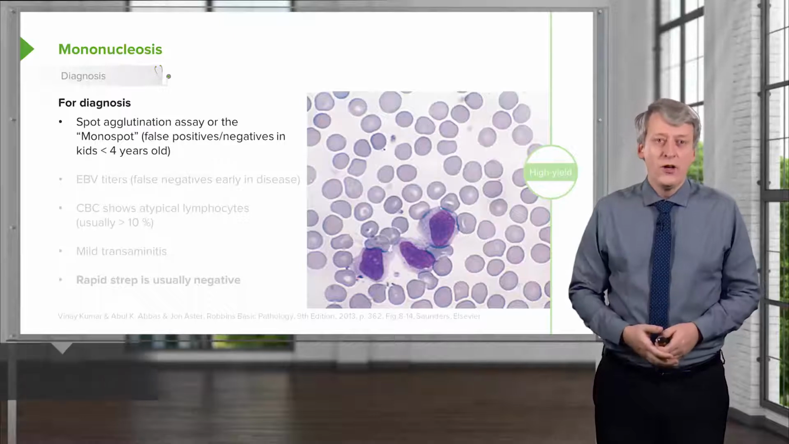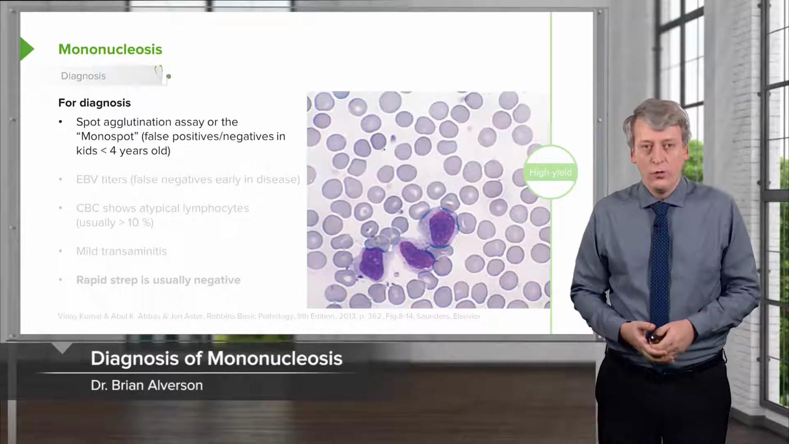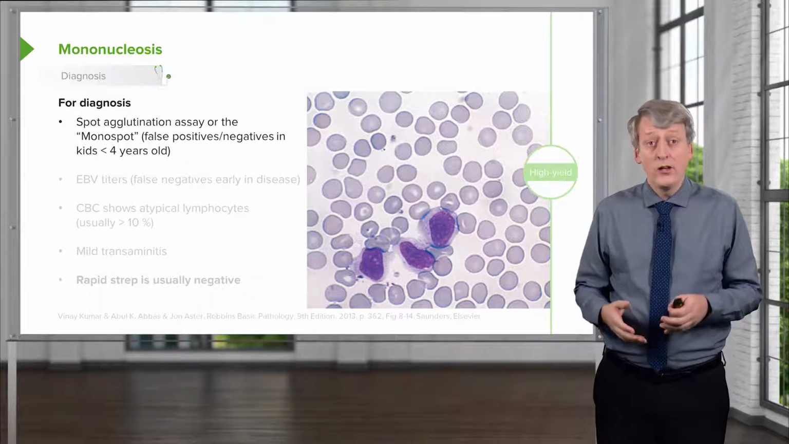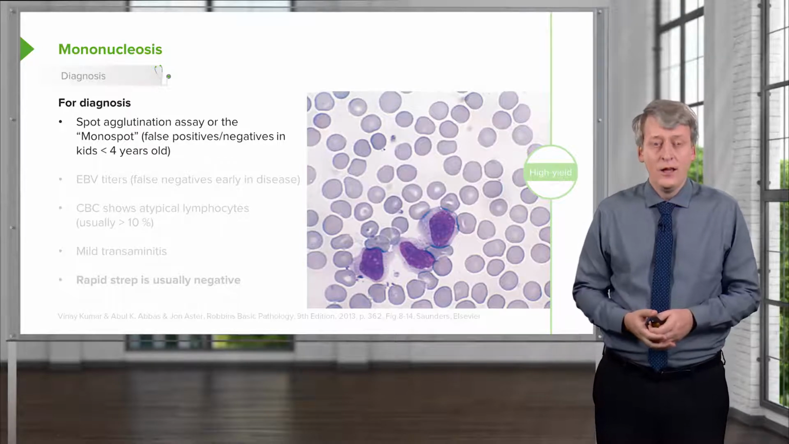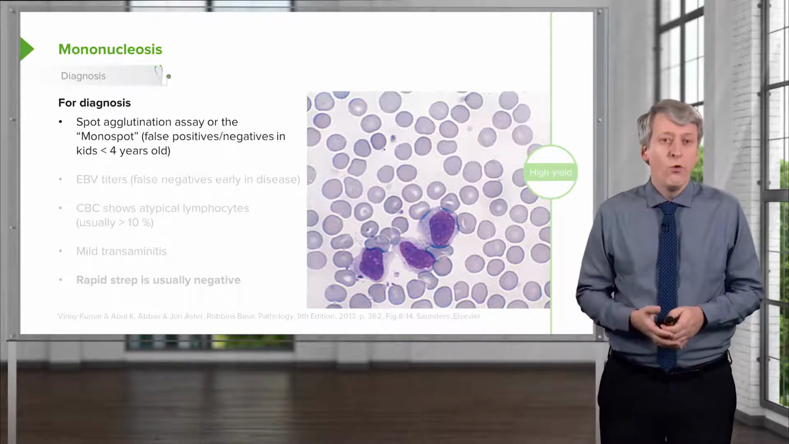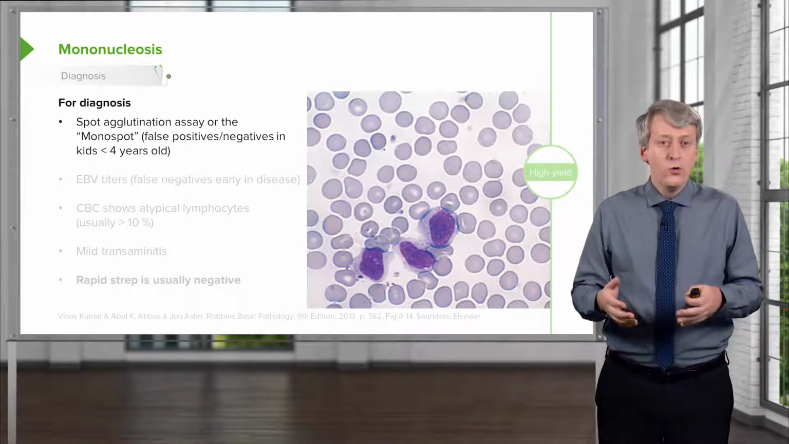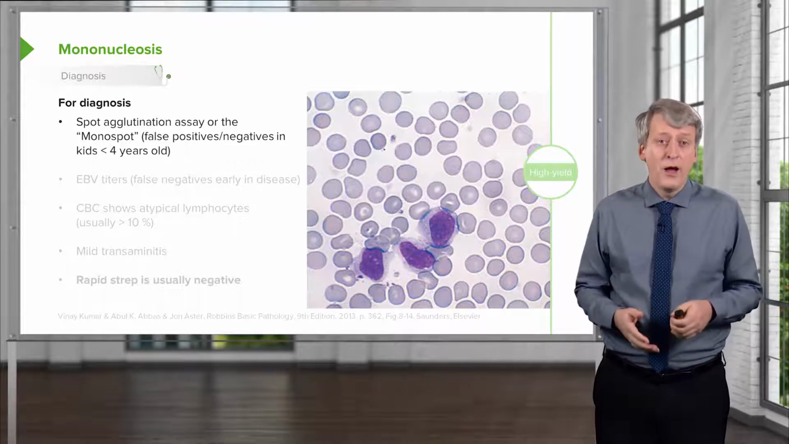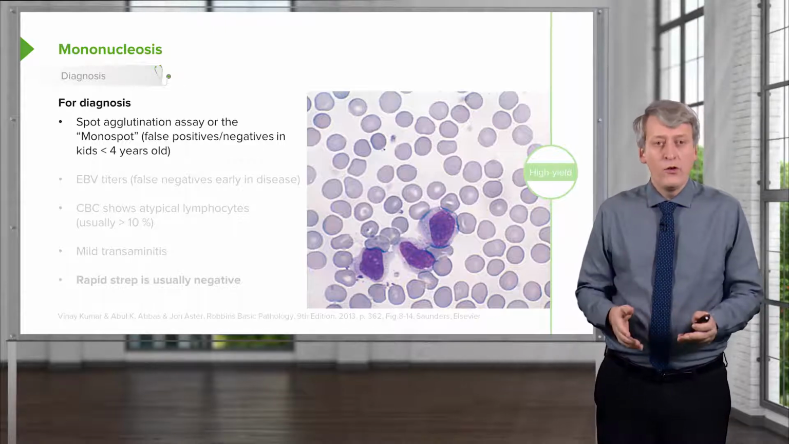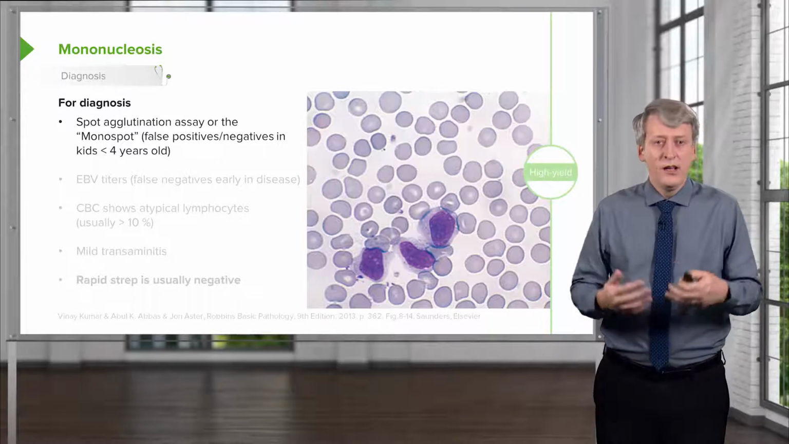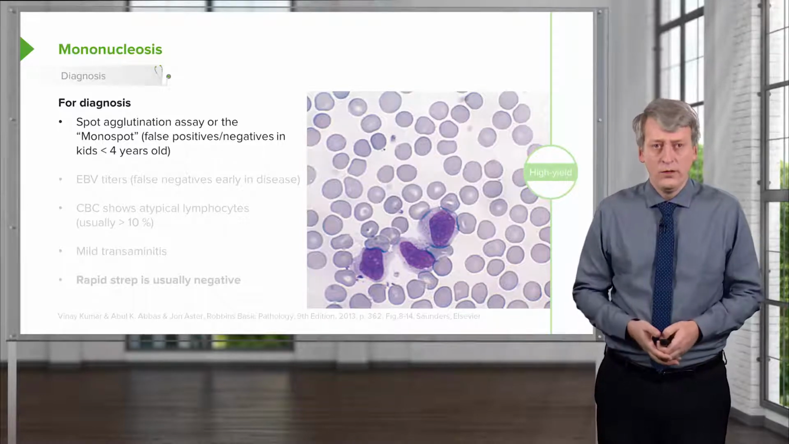Testing for mononucleosis is usually fairly straightforward. Our first-line test is the monospot test, or the spot agglutination assay. There is a high rate of false negatives for the spot agglutination assay in children who are less than 4 years of age. In those children, we might start with titers. However, the monospot test is a lot cheaper, so often we will start with that, but if it's negative, then proceed to titers if for some reason testing is important.